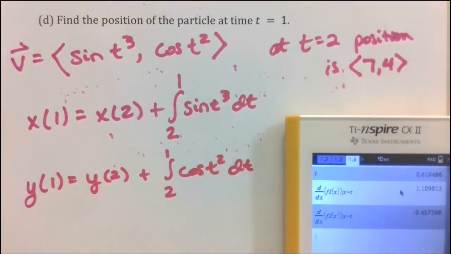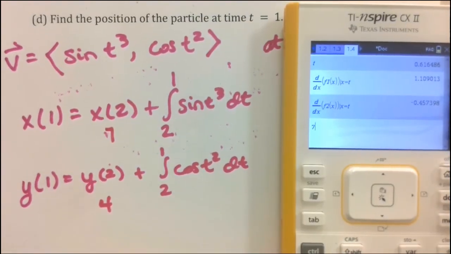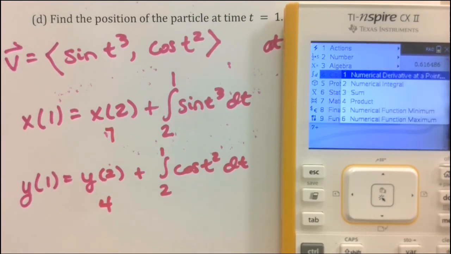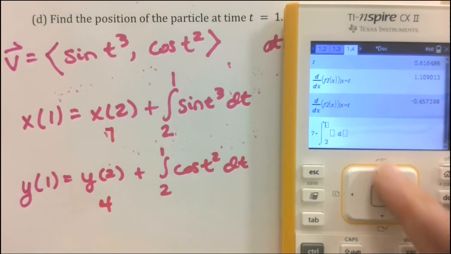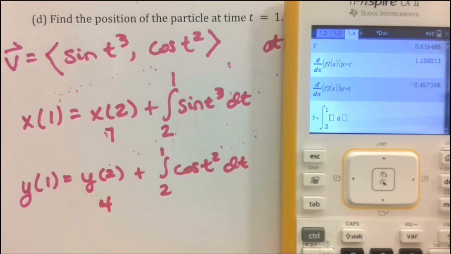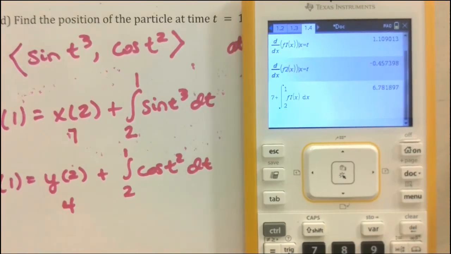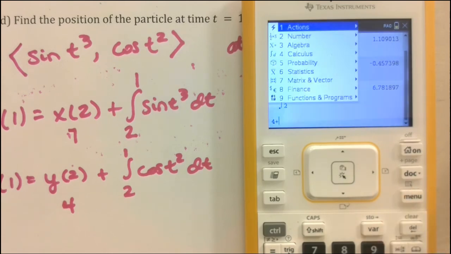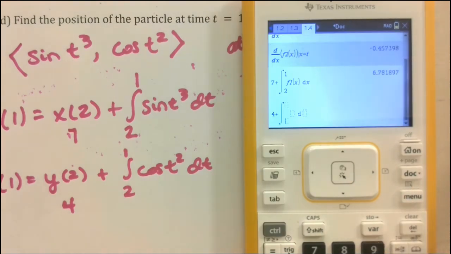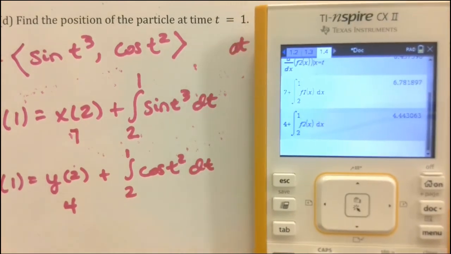Sorry, I should have put in the numbers. x of 2 is 7, and y of 2 is 4. So 7 plus the integral from 2 to 1. I could type in the function, or again, remember I have it named f1 of x, and I can use that as well. And then 4 plus menu, calculus, integral from 2 to 1. This one is in f2 of x. And there we have both coordinates.